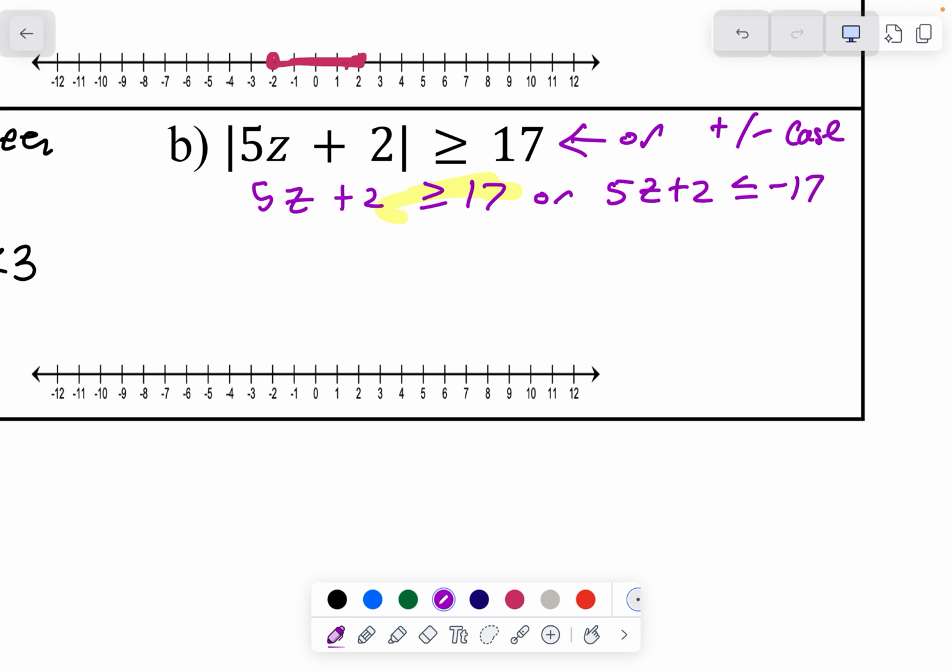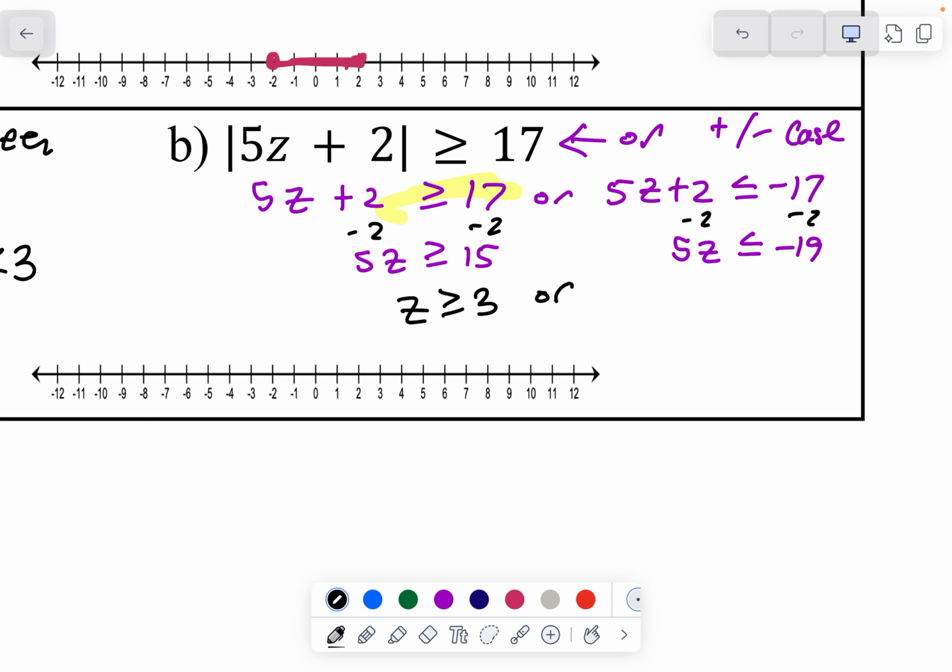So think about the or. Absolute value greater than should be the pieces going outward. So at positive 3, put on a closed-end dot, shade to the right. Negative 3.8, get as close as you can, guesstimate. Shade to the left. Are we good? Any questions about those?